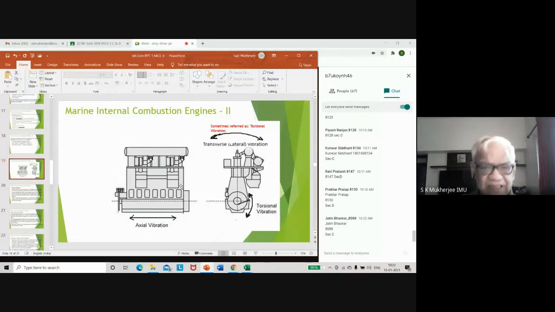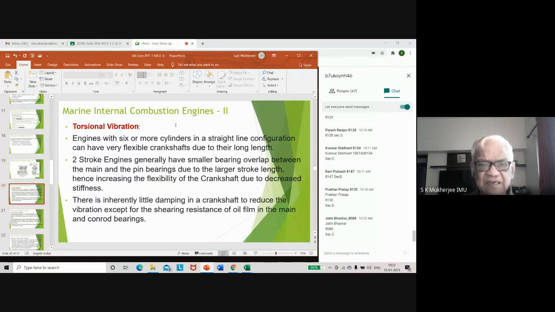Okay. So these are the three vibrations that are involved with the engine. Now let us consider torsional vibration.